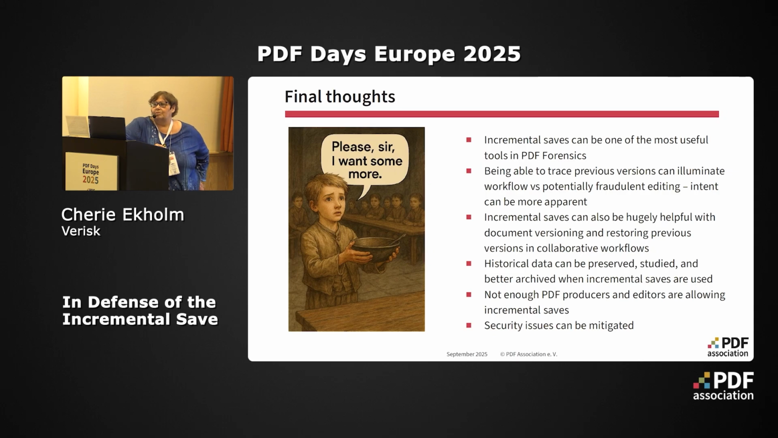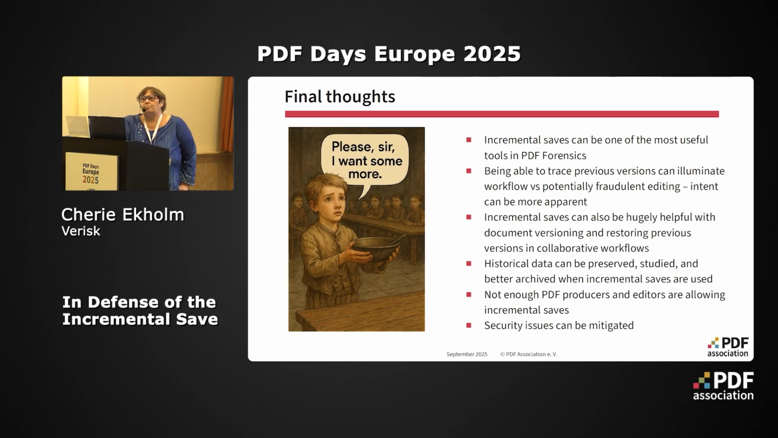Okay. So incremental saves can be one of the most useful tools that we have in PDF forensics. They allow us to see the generations of the document that have been changed and to understand better what those changes are. We can make some guesses about intent. In some cases, we can tell intent pretty easily. In other cases, we can make good, educated guesses. Being able to trace the versions can illuminate workflow versus fraud. There's a lot of really valid workflows out there in PDF that give you incremental saves, or do if they're using a tool that has incremental saves.